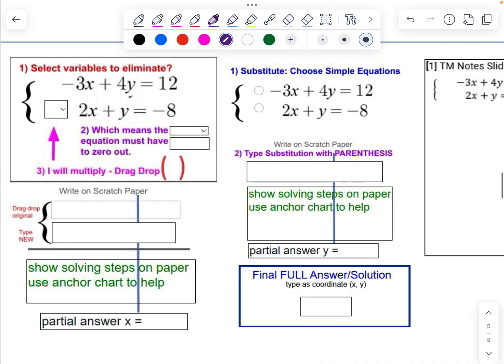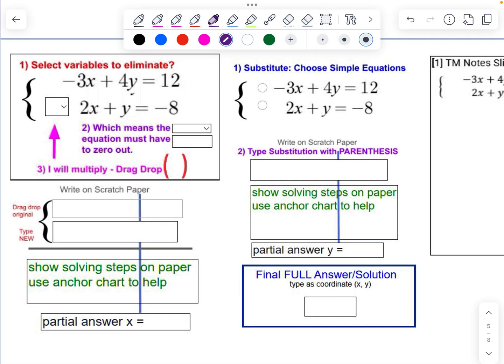All right, so we have this question on our screen. The skill will be trying to decide and learning how to figure out which variable should be eliminated. In this case, the -3 and the +2 don't go together very well, because there's not a number that I can multiply to the 2 to help me zero out a -3. They just don't go together very well.